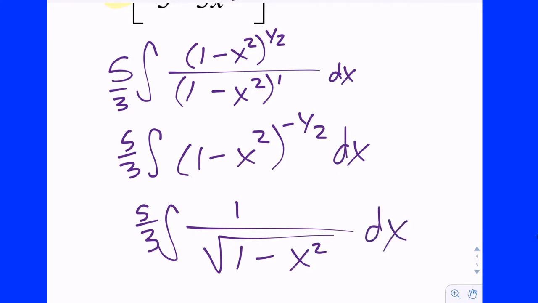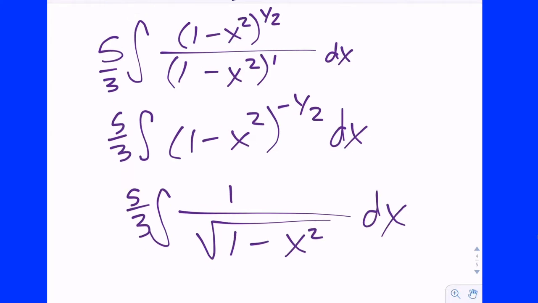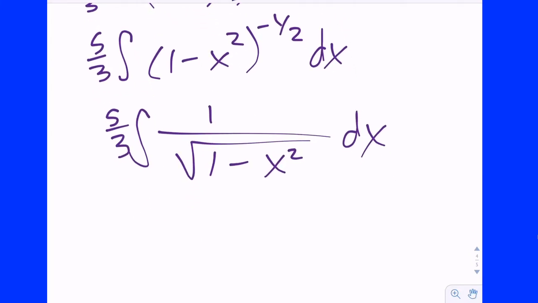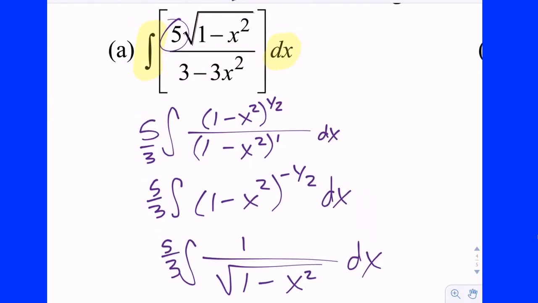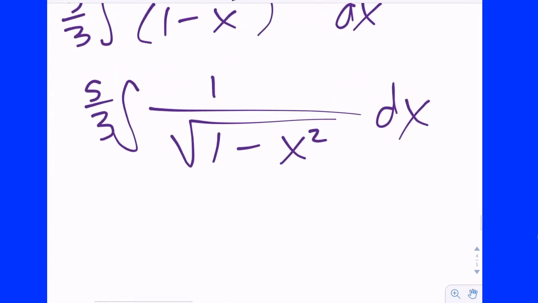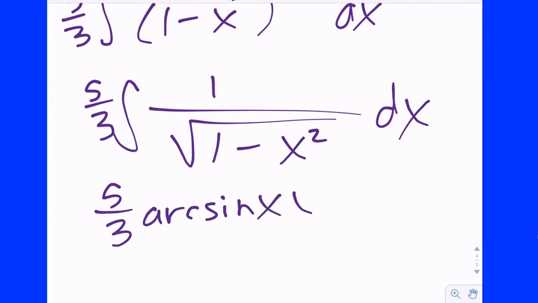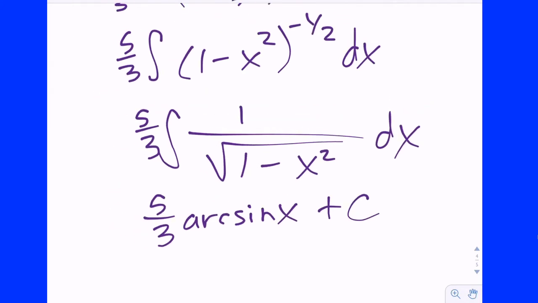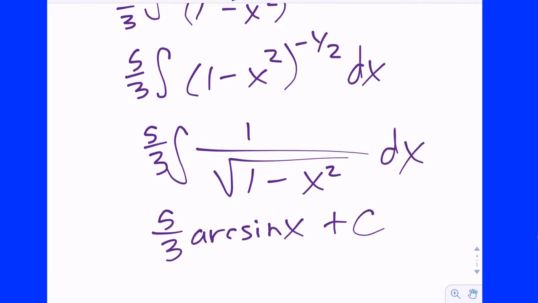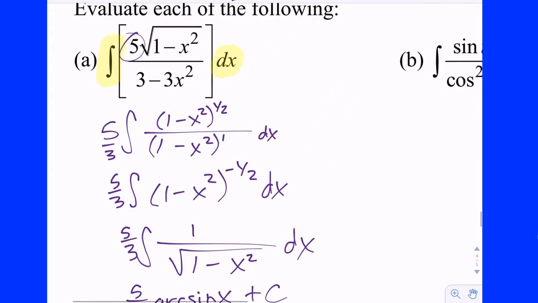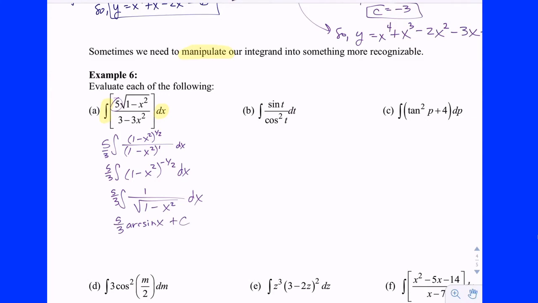And now that should be slapping you in the face, saying, here I am. And you're like, man, you would do great at a masquerade party, because I did not recognize you in the beginning. What'd you say? Arc sine. Very good. 5/3 arc sine, or inverse sine, either one, of x. We don't need 2 x's. And then, of course, you finish it off with plus c. There you go. Little manipulation goes a long way. You have to be able to manipulate it into something you recognize. And that's why example 6 is so much darn fun.